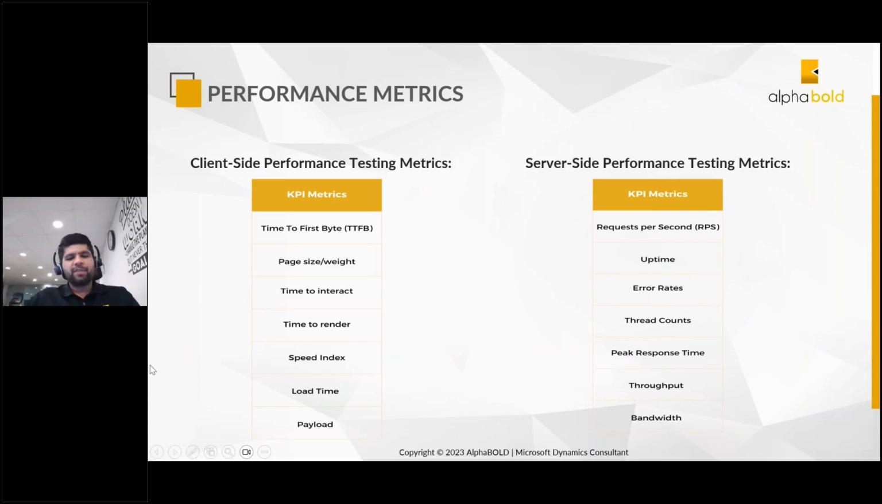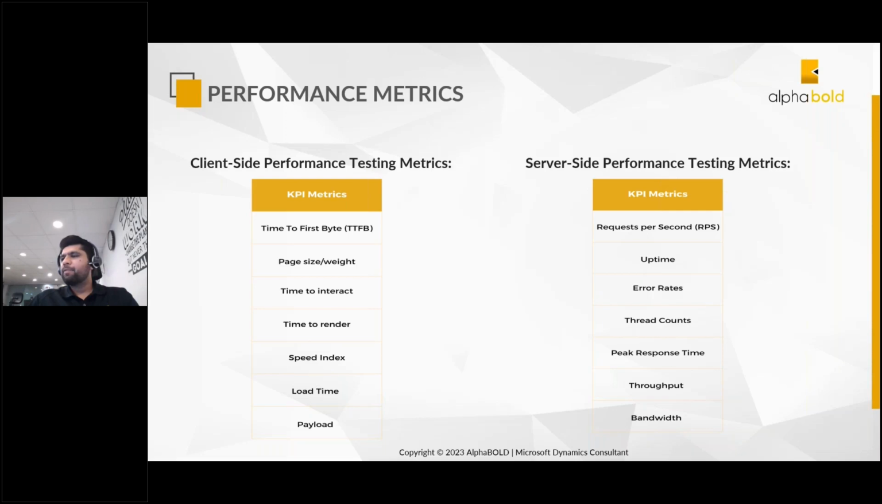So these KPIs are further divided into two categories, client-side metrics and server-side metrics. Client-side metrics are used to gauge client performance, whereas server-side metrics gauge server performance. We will also talk about these metrics when we discuss the performance test reports, which we shared with Rob at the end of the performance test cycle.